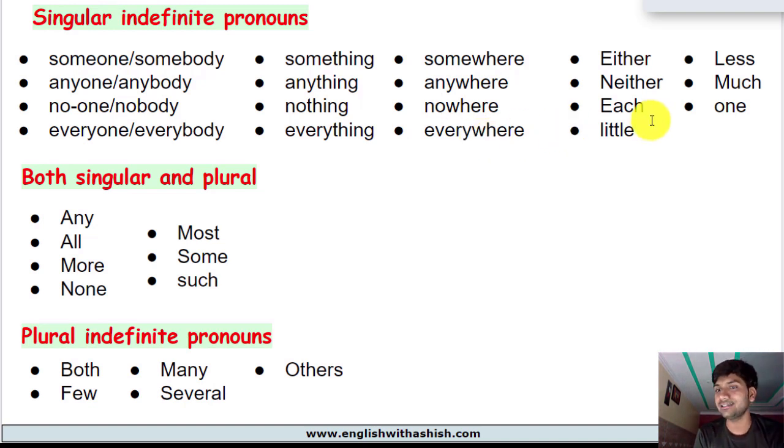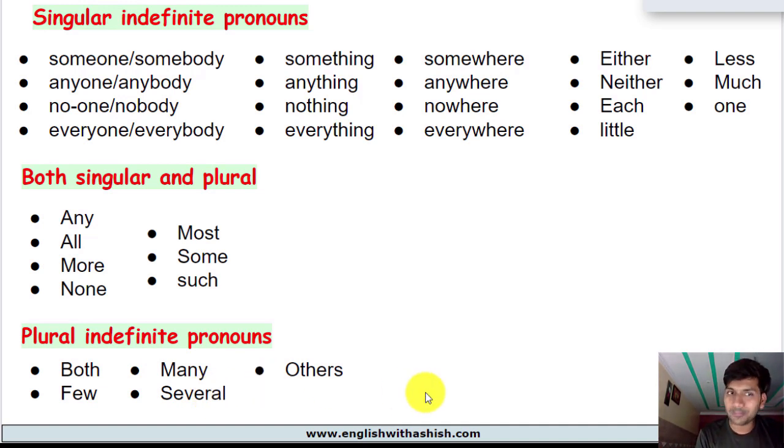And these are more singular indefinite pronouns: either, neither, each, little, less, much, one. And these are indefinite pronouns that can be used as both singular and plural indefinite pronouns: any, all, more, none, most, some, such. And these are plural indefinite pronouns that are always used as plural pronouns, right? Both, few, many, several, and others. So these are plural indefinite pronouns.